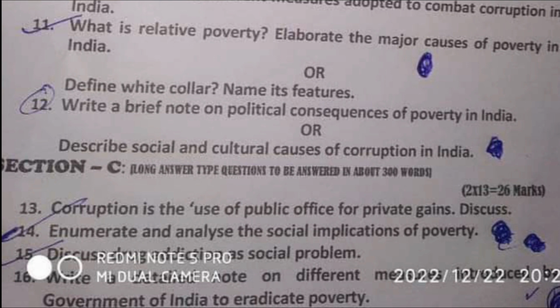Section C, long answer type questions to be answered in about 300 words. 2 into 13 is equal to 26 marks. Question number 13, corruption is the use of public office for private gains. Discuss. Question number 14, enumerate and analyze the social implications of poverty. Question number 15, discuss drug addiction as social problem. Question number 16, write a detailed note on different measures introduced by Government of India to eradicate poverty.